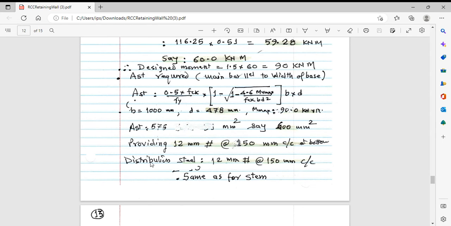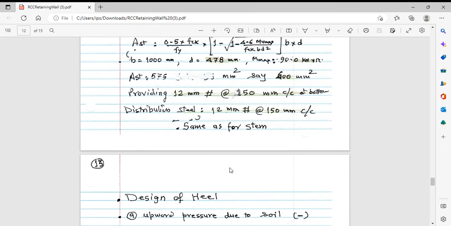Now providing the 12 mm bar at the rate of 150 mm center to center, that we already calculated previously, keeping the same parameters, and the distribution still will be the same as we have done already, because the total thickness is 0.5.